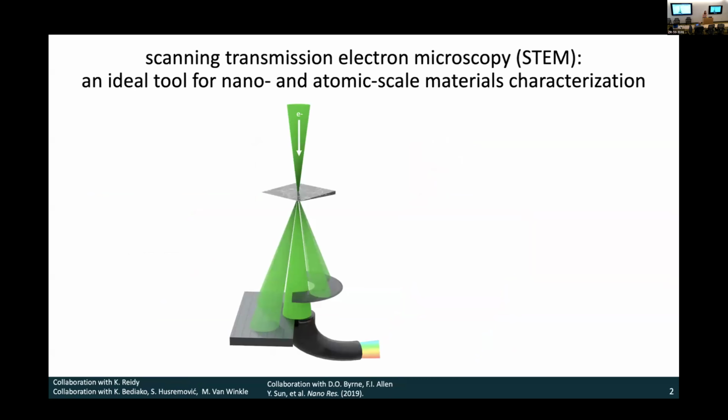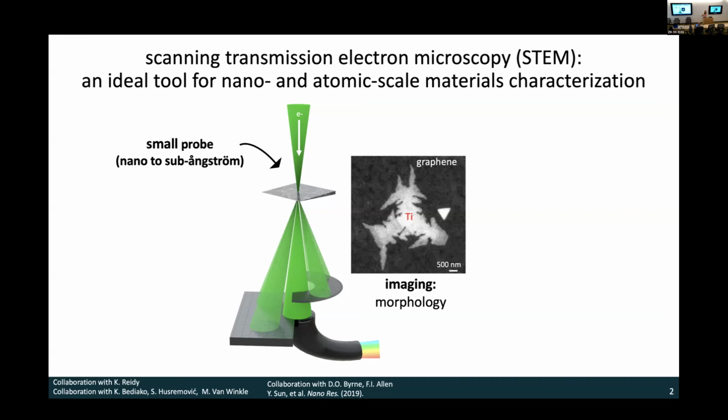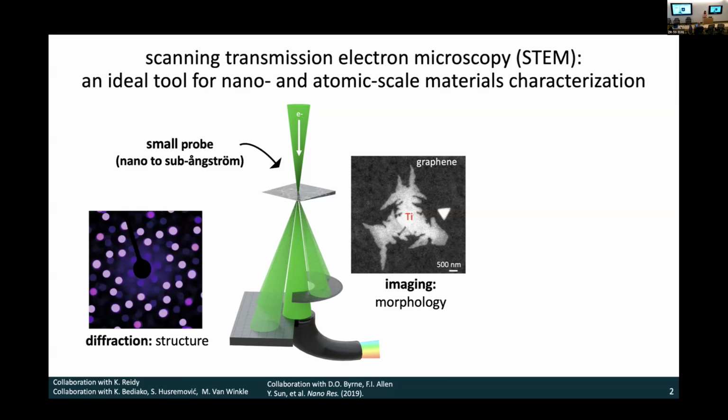And the tool that I use is really ideal for addressing this critical length scale. It's a scanning transmission electron microscope. In our STEM microscope, depending on how we align the beam, we have a very small probe. This can be on the order of a few nanometers to really a sub-angstrom beam, and you can collect all kinds of different signals at the same time. You can do imaging, which tells you about the morphology of your sample. So for example, here you can see titanium grown on graphene and the shape that this adopts.